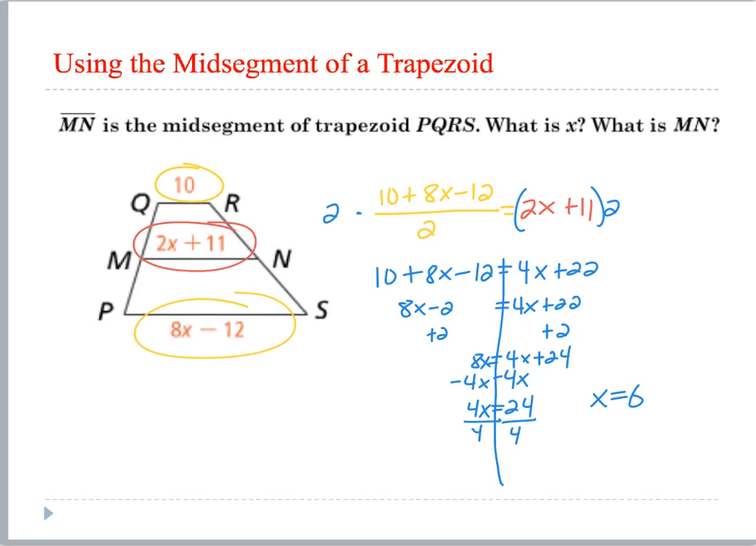Okay, so hopefully you were able to get x equals 6 on that one. We're not quite done on this one though, because that is x, but they also want to know what MN is, what that mid-segment is. So I'll need to substitute x in. The mid-segment was 2 times x, so that's 2 times 6 plus 11, 12 plus 11, so MN is 33. MN equals 33.